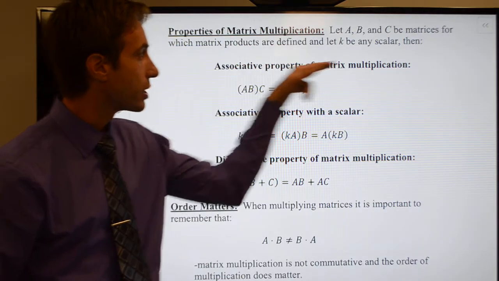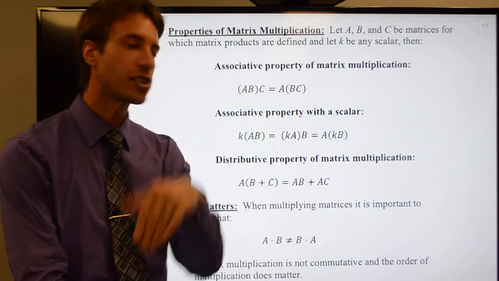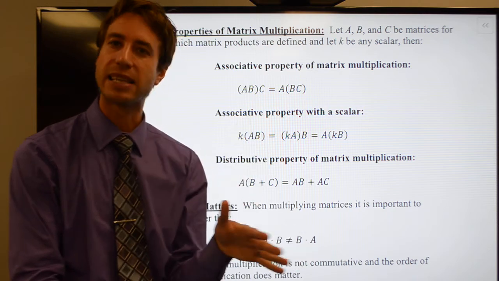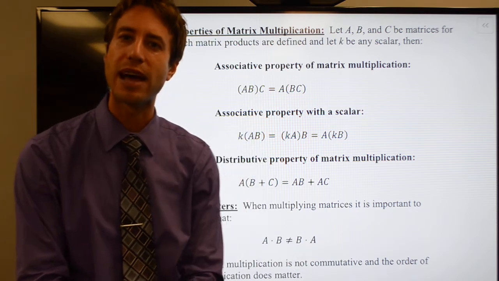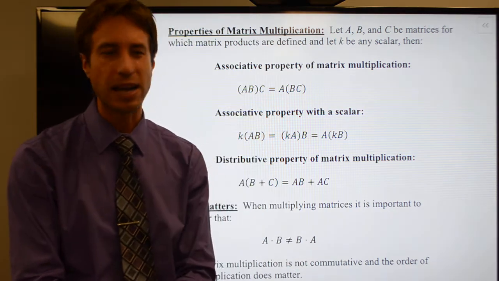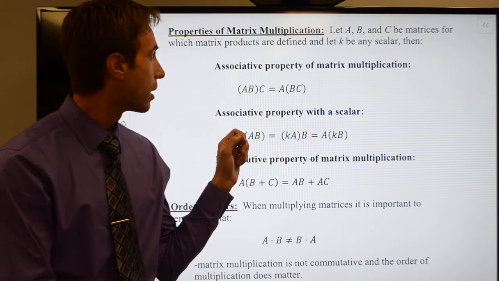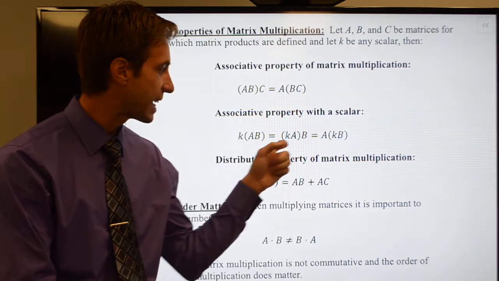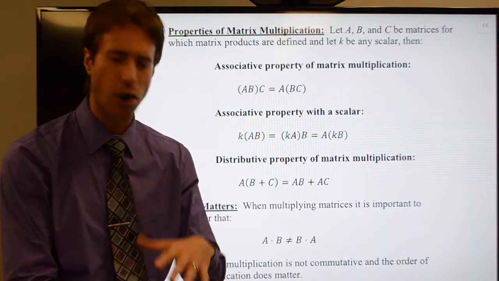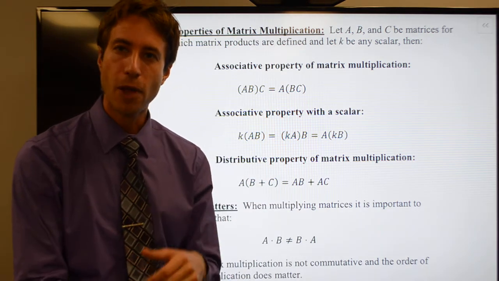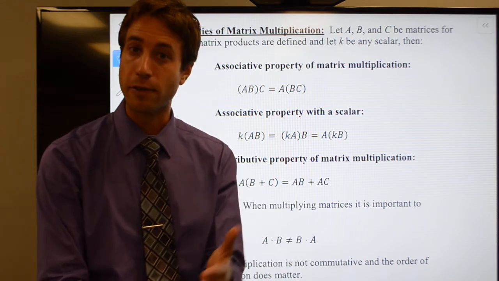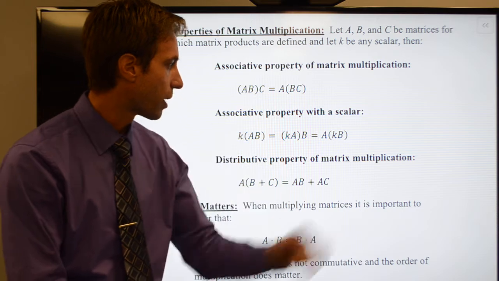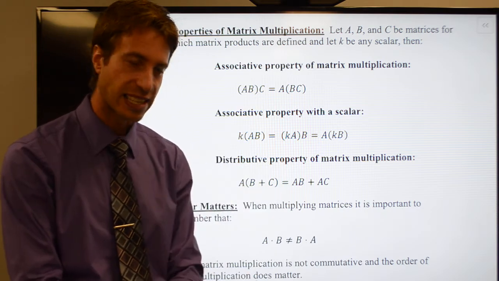There is the associative property of matrix multiplication. It simply means that when it comes to multiplying matrices, you can group them together however you'd like. We're familiar with that when it comes to real numbers. Same thing applies here with matrices. The associative property of scalar multiplication. Again, remember K here is a lowercase letter, which means that it is not representative of a matrix. It is in fact a scalar. It's just a constant, right? So we're multiplying those matrices by a scalar.